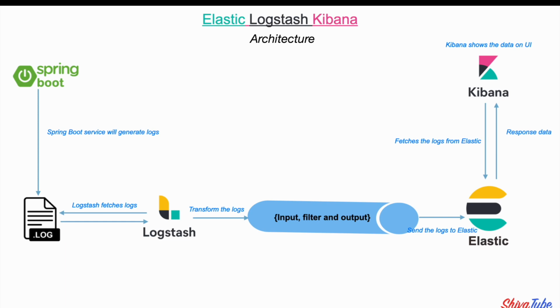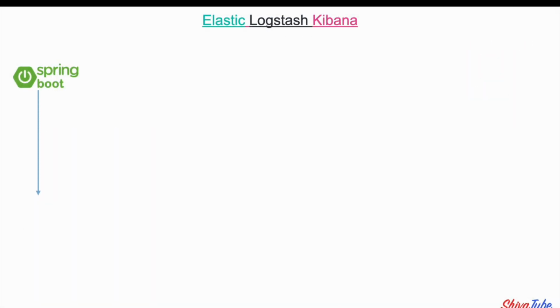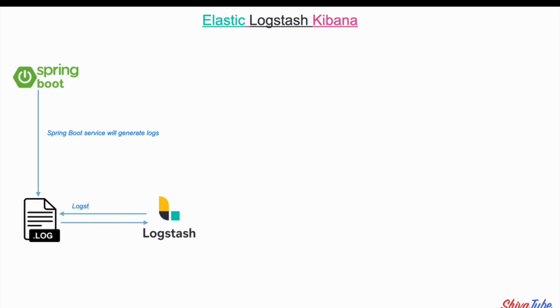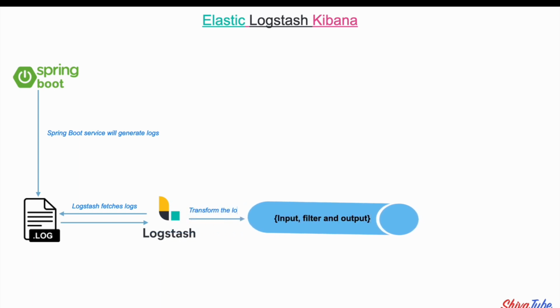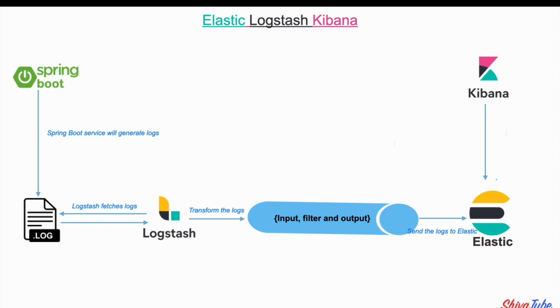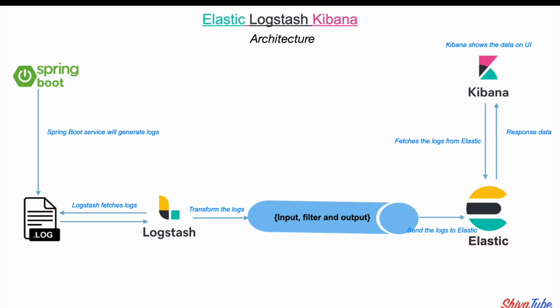So this is the architecture. A Spring Boot service will generate the logs and then these logs will be fetched by the Logstash server. This Logstash will transform the data by using the filter and input, and then it will provide the output to Elastic. And from Kibana, the request comes to Elastic, and as a response all the data will go to the Kibana dashboard UI. So this is the overall architecture. Let's continue.